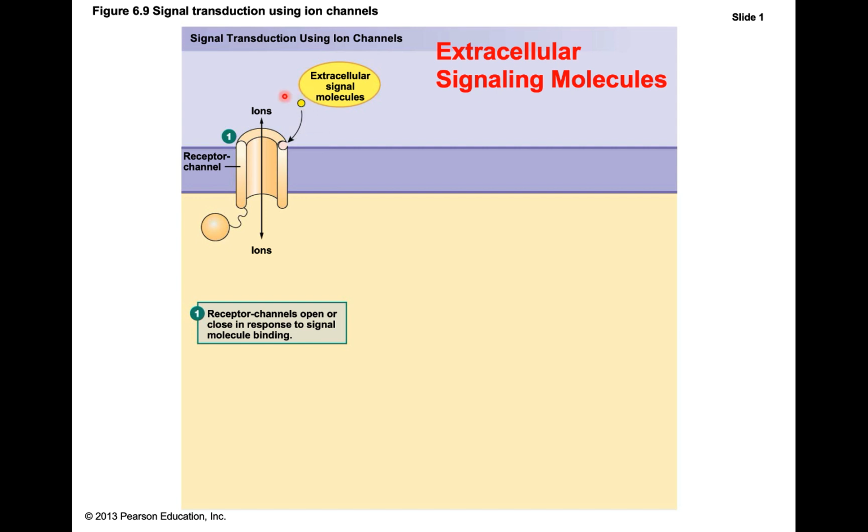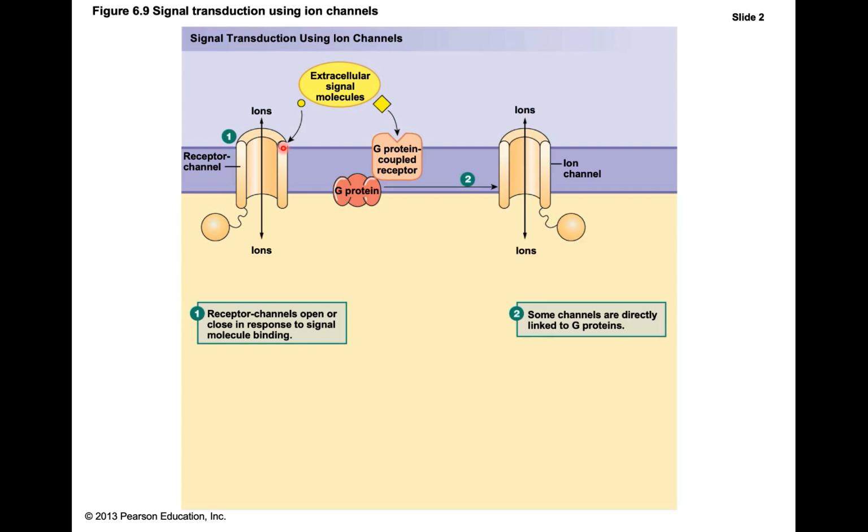Well, binding of signaling molecules. So receptor channels can open or close in response to binding of signaling molecules to the receptor site. Now, it can either bind directly to the receptor site, or there's a second way. Signaling molecules can bind to the G protein-coupled receptor, which, as we know, activates a G protein. As we know, this activated G protein can move downstream and bind to something else. That something else could directly be an ion channel. When G proteins bind to ion channels, it can cause them to open or to close.